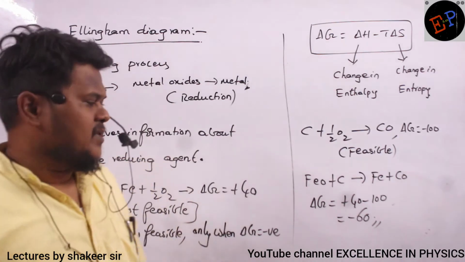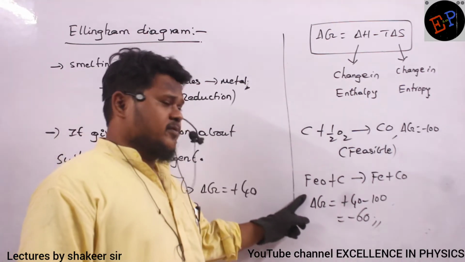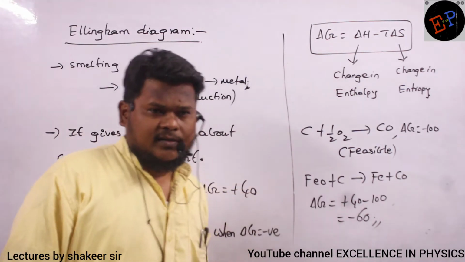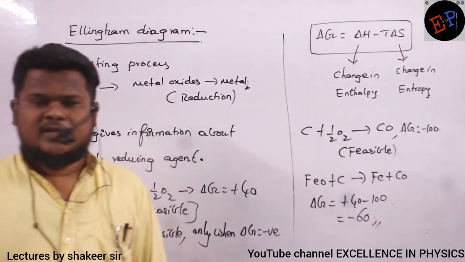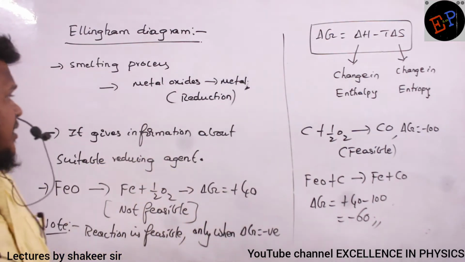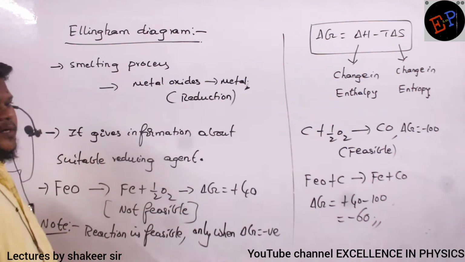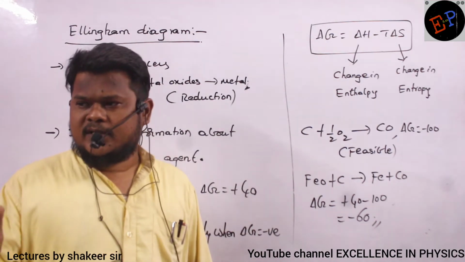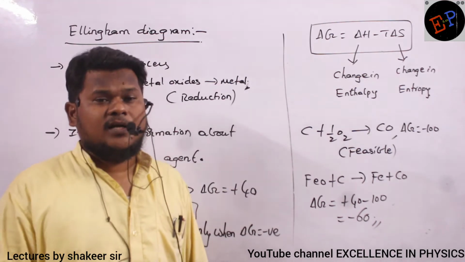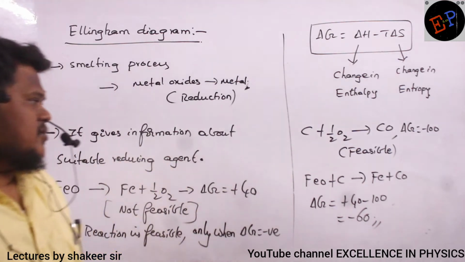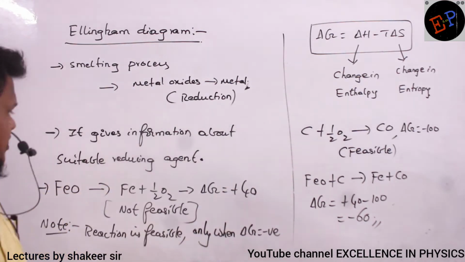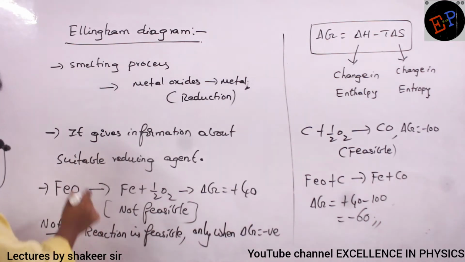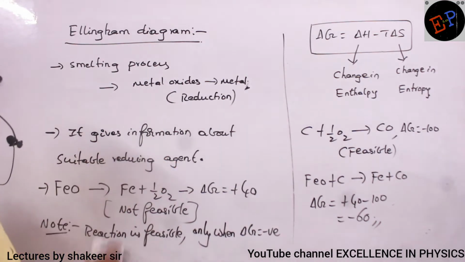Are you able to understand? So therefore, to reduce this FeO, carbon is behaving like a very good reducing agent. So the Ellingham diagram gives an idea about the reducing agent properties only. Which one behaves like a good reducing agent for which particular element? That information is obtained by the Ellingham diagram. Are you able to understand? So did we make a note about that? So it gives information about a suitable reducing agent. Is it clear? Make a note.